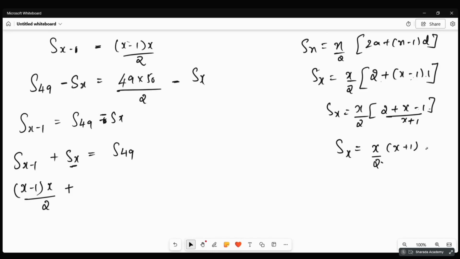Why did we divide it with x plus 1? I didn't divide actually, I just simplified. So I wrote 2 plus x minus 1, that is x plus 1, that I simplified. Okay. So instead of Sx, I can write it as x by 2 into (x plus 1).